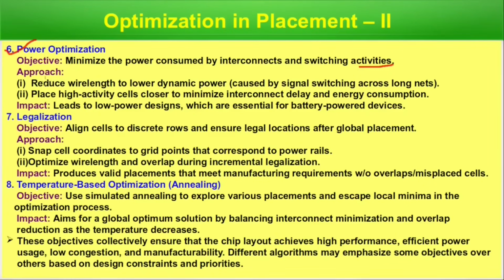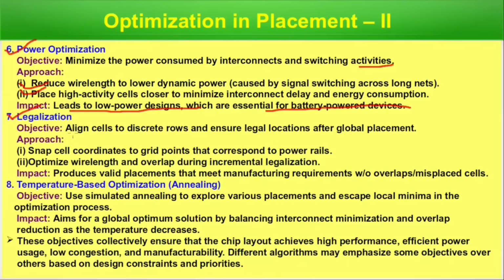What is the approach to do it? Reduce wire length to lower dynamic power caused by signal switching across long nets, and place high activity cells closer to minimize interconnect delay and energy consumption. There are two approaches. Impact: this leads to low power design, which is essential for battery powered devices. We have already discussed a lot about low power design in our power optimization series. You can refer to that. Dynamic power, static power, how we can achieve better power optimization, we have discussed extensively there. You can refer to that series.